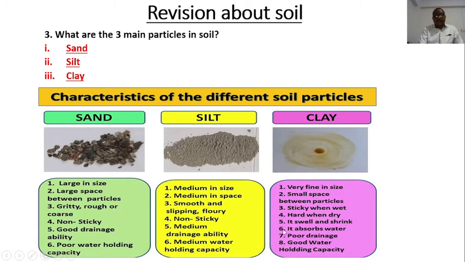Number 6, clay absorbs water. Number 7, clay has poor drainage. The drainage of clay is very poor, whereby it doesn't easily allow water to penetrate through it. Then number 8 is that it has a good water holding capacity. It can hold water. Those are the different characteristics of these 3 soil particles: sand, silt, and clay.